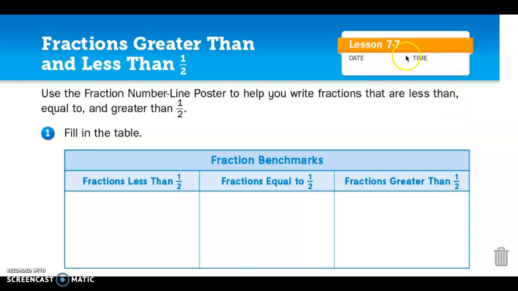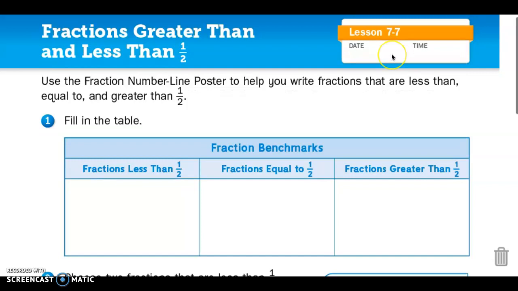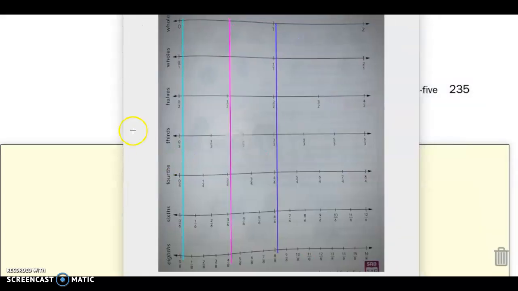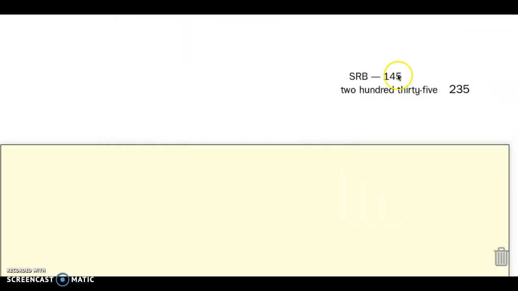We are on 7-7. You're going to need to open to this in your journal page right now. I have two things for you to do. Open to journal page 235, 7-7, but you are also going to need your hardcover books, that student reference book, page 145. When you open it, you should see number lines like this. So, journal page 235, student reference book, page 145. Put me on pause until you have both of them side by side.